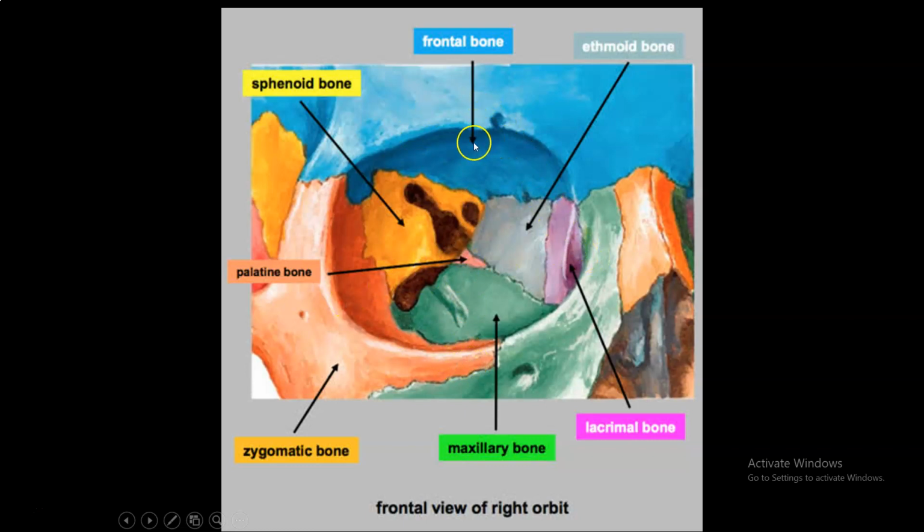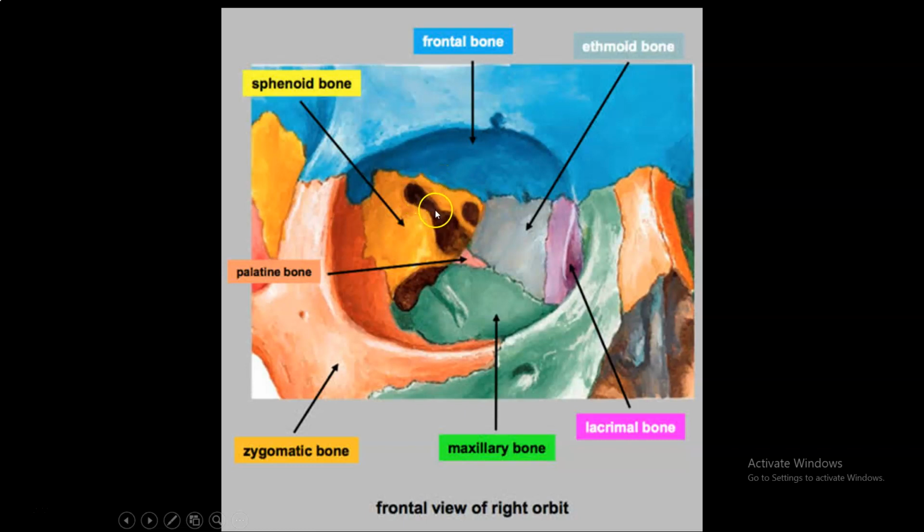The roof is made by the orbital plate of the frontal bone. The bone in blue is the frontal bone, and this is an orbital plate forming the roof of the orbit. So this is part of the roof, and the lesser wing of the sphenoid, which contains the optic canal. So this is the roof: orbital plate of the frontal bone anteriorly, and the lesser wing of the sphenoid above the superior orbital fissure.